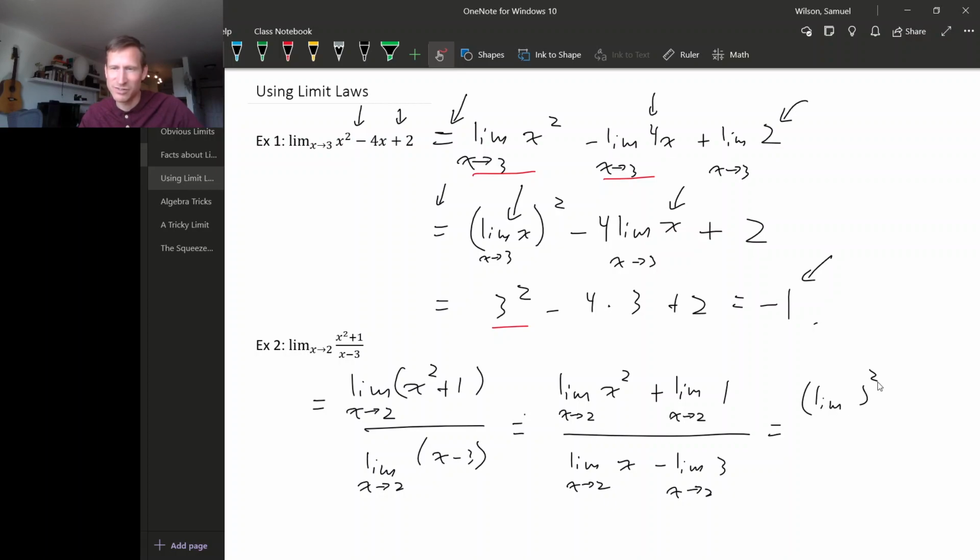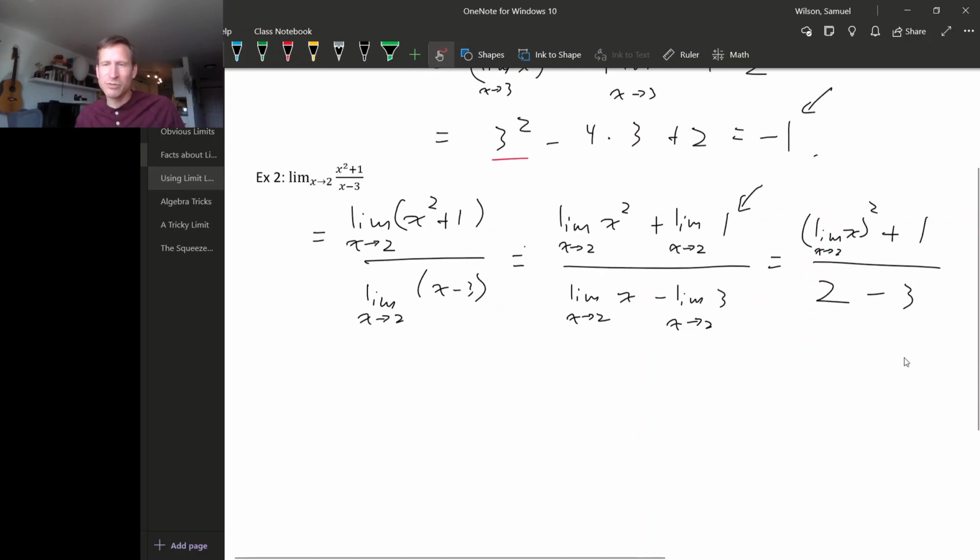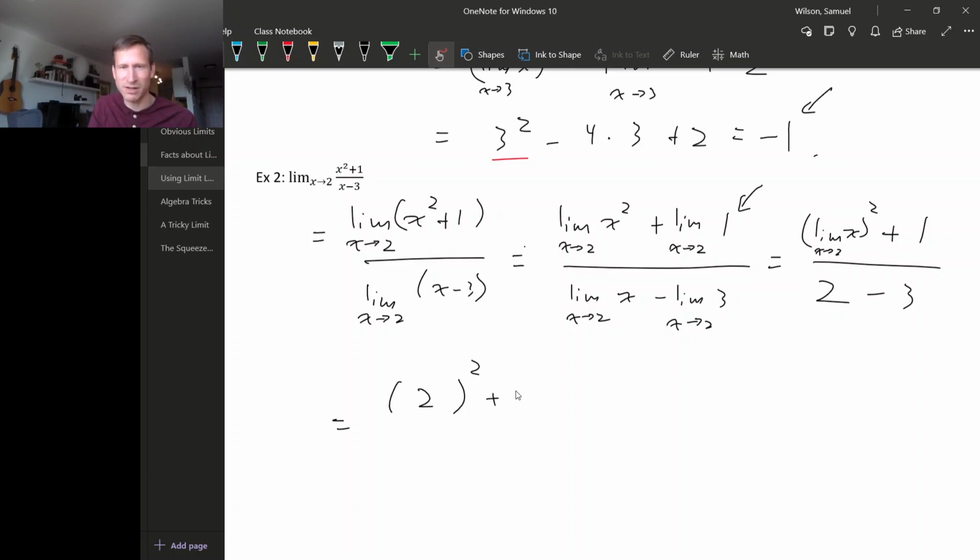So the limit is the square of the limit as x goes to 2 of x plus, well, here we have the limit of a constant, so that's just 1, over the limit as x goes to 2 of x, that's just 2, and then the limit of a constant, so minus 3. And then the only remaining limit is the limit of x again, so that's going to be just 2. So that's squared plus 1, and then in our denominator, 2 minus 3 is minus 1. So 5 over minus 1, that's minus 5. So this limit is minus 5.